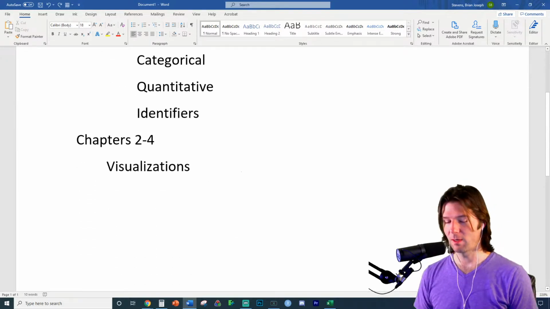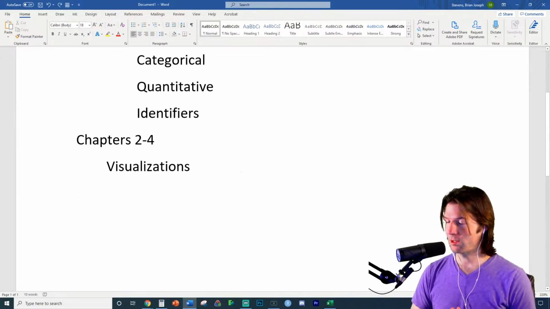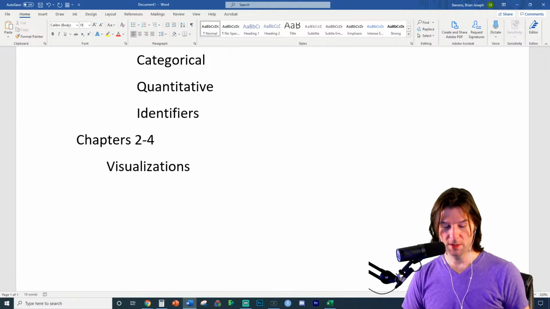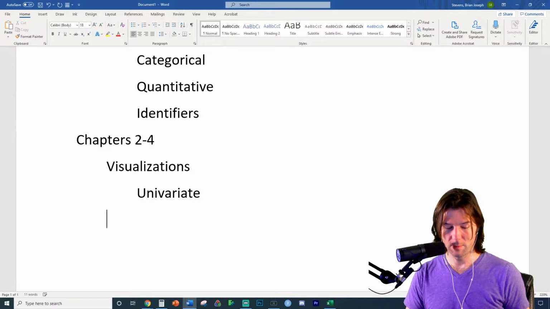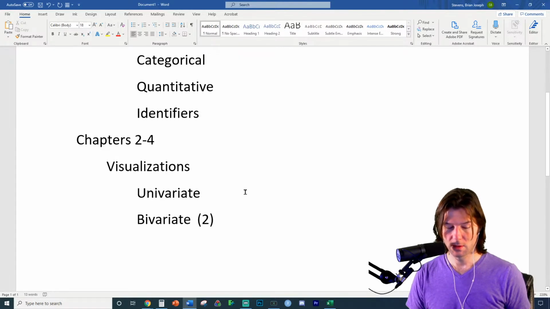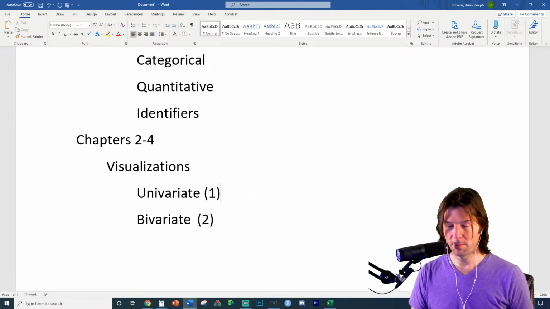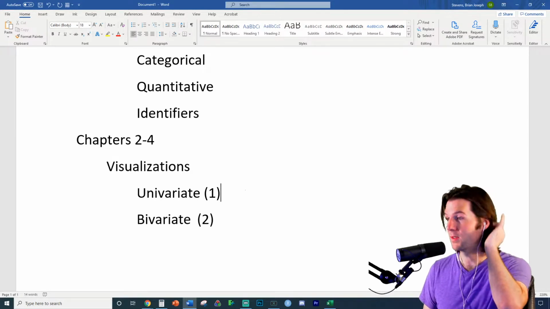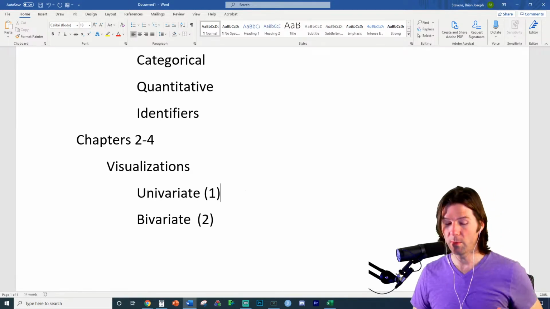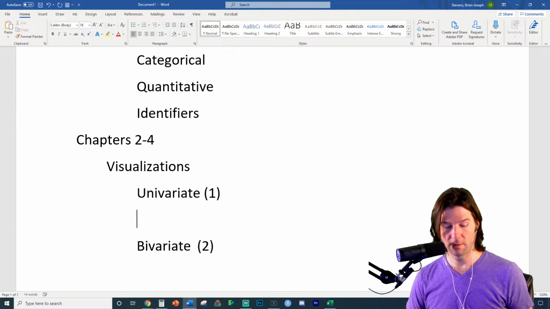And visualizations right here. When it comes to visualizations, there's a lot. So we really have two groups of visualizations. We have the univariate and we have the bivariate. With the univariate and the bivariate, we're really talking about one variable and two variables. So we've got the one variable versions and the two variable versions. And it's important we know all of them and know how to analyze all of them.